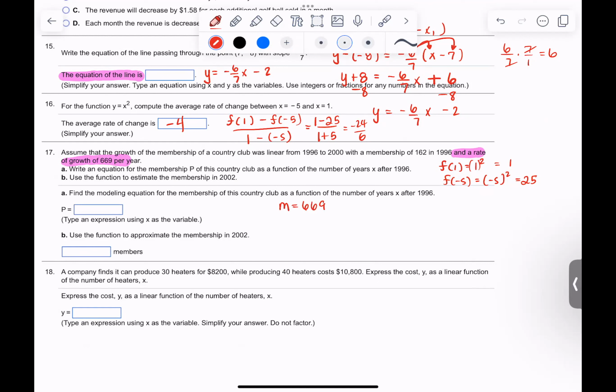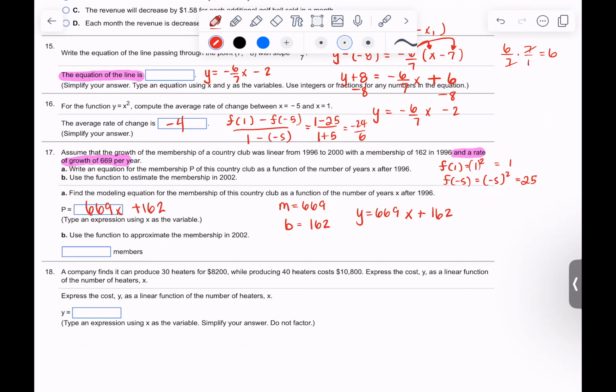And they tell us the initial membership. So they tell us that we're aligning this data. 1996 was 162. So if we're aligning this data, we're going to start at that initial amount. So that's the y-intercept. So then I can just write this equation: y equals 669x plus 162. And they use p, but that's okay because I just need to type in the equation, 669x plus 162.